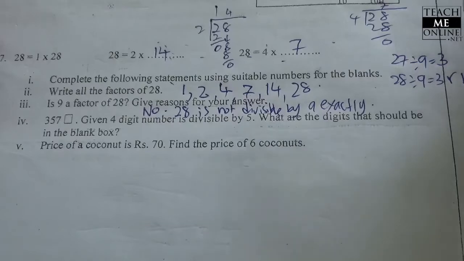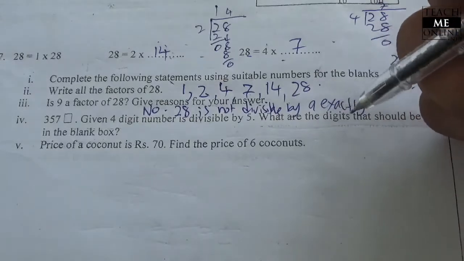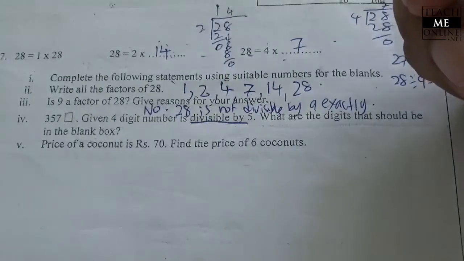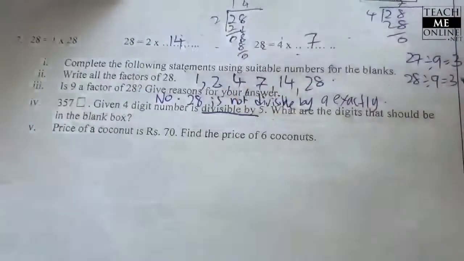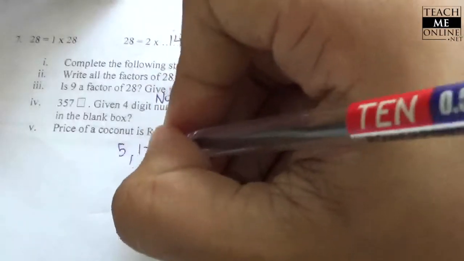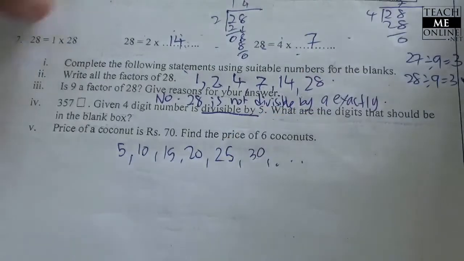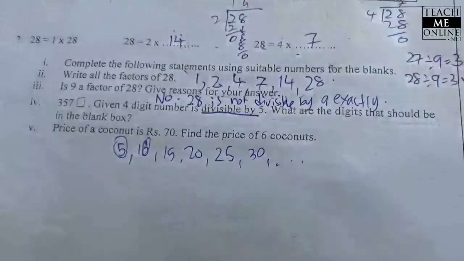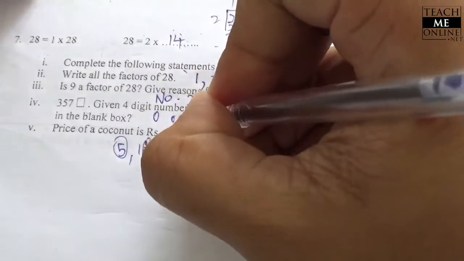Question part 4. 357 blank, a given 4-digit number, is divisible by 5. What are the digits that should be in the blank box? So what is the requirement for a number to be divisible by 5? If you take the 5 times table, see what are the multiples of 5? 5 times 1 is 5. 5 times 2 is 10, 15, 20, 25, 30 and so on. So you see, if it's divisible by 5, the last digit is either 5 or 0. So the possible answers are 0 or 5.